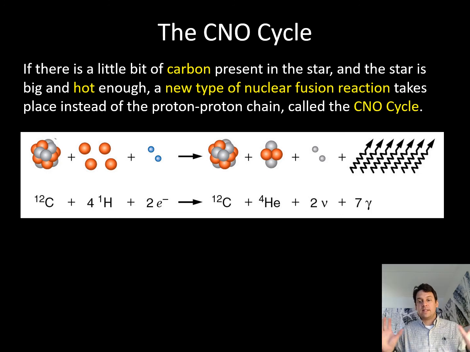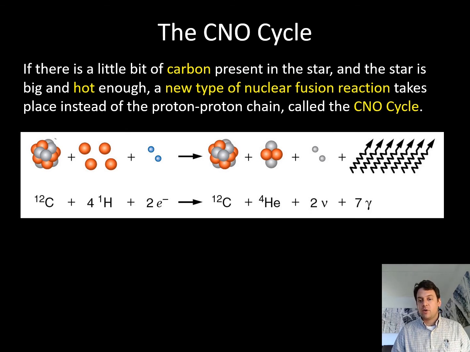And so this is the high-level view. There's always a high-level view, and then there are always multiple steps when you dig down into the details. But at the highest level, we take a carbon-12 nucleus, which is the most common type of naturally occurring carbon. It has 6 protons and 6 neutrons in it. We're going to take that carbon, and we're going to add to it 4 protons and 2 electrons.